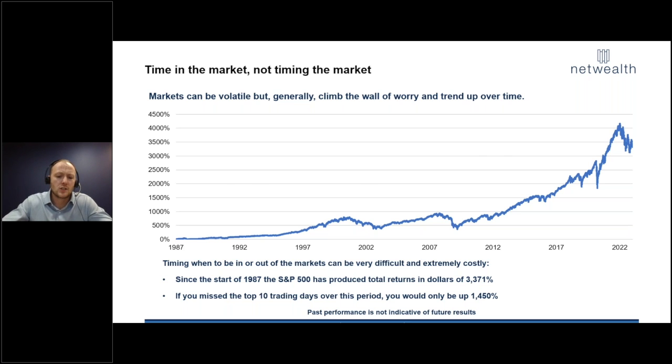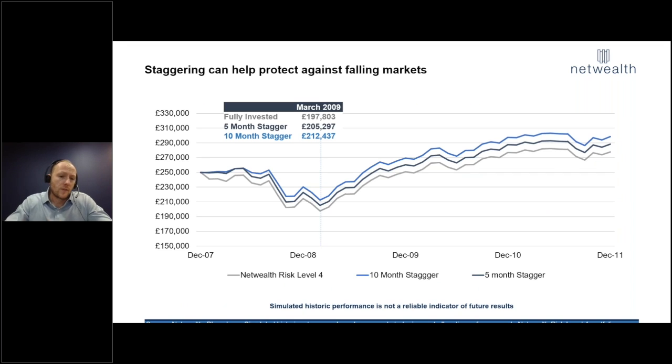But if you're holding cash at the moment, one other thing you can consider is staggering this cash into markets over time. So this isn't something that we tend to recommend to clients at Netwealth by default, but it's certainly worth bearing in mind. And if markets fall, it can protect you. So here we look at, again, the Netwealth Risk Level 4 portfolio, a balanced portfolio, and we compare a strategy where the money was fully invested all on day one versus a strategy where it was staggered over 5 months versus a strategy where it's staggered over 10 months.